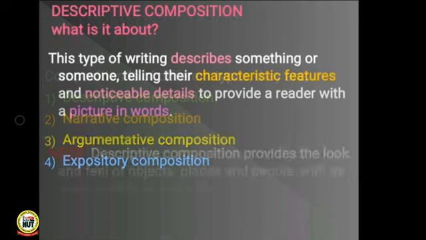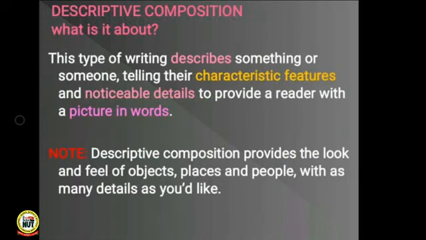Yes, we'll be looking at number one, the descriptive composition. Now, what is it about? What is descriptive composition all about? This type of writing describes something or someone, telling their characteristic features and noticeable details to provide a reader with a picture in words. I want you to look at the colored words.